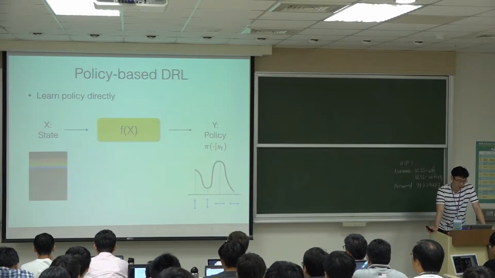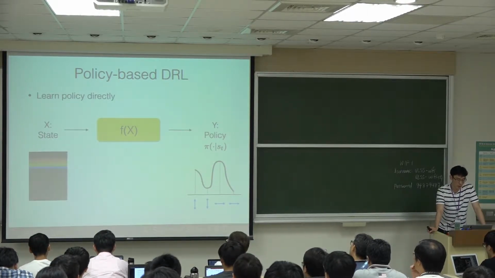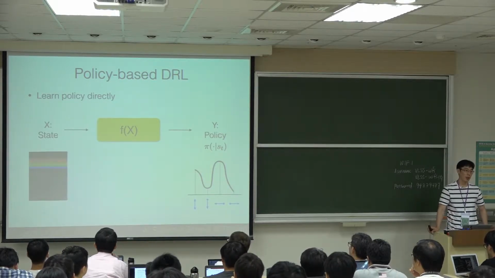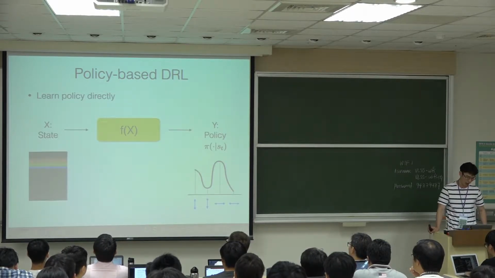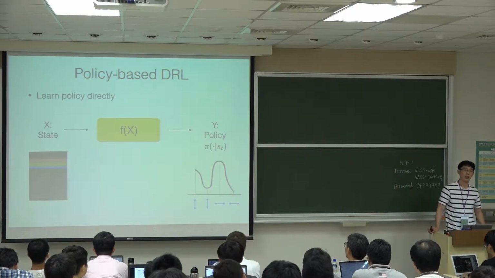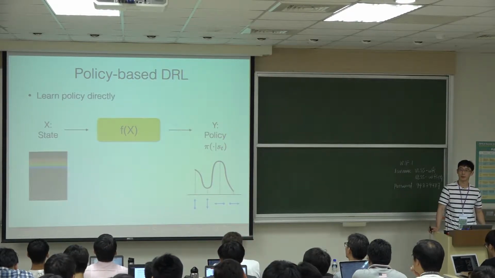So it's as simple as that. We have a state, and we want a function f, trained as a neural network in this case, that can predict the policy directly. What that means is, given a state, our goal is to predict the probability of which action is the best one.